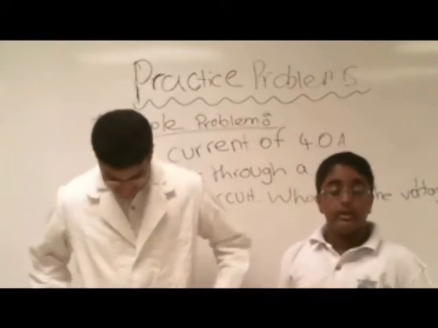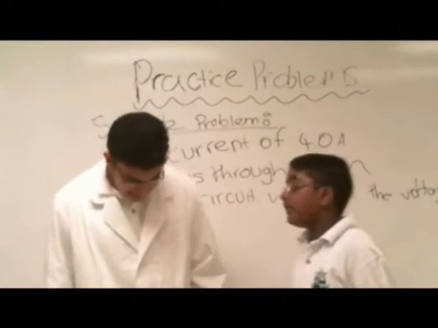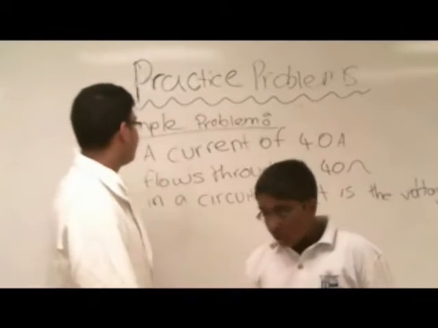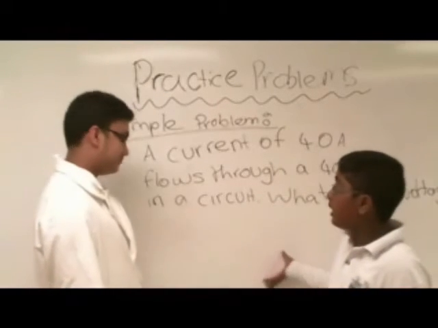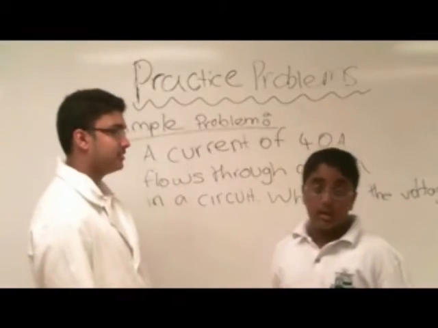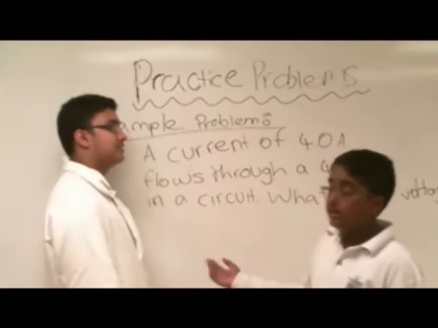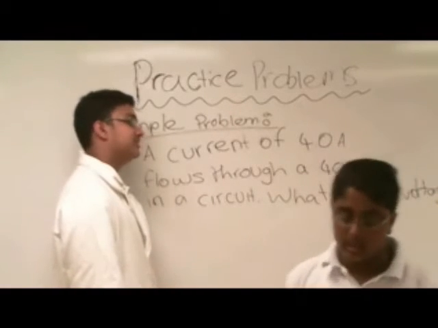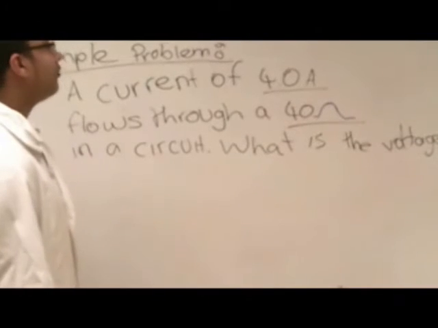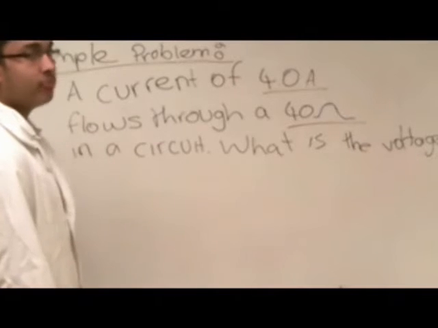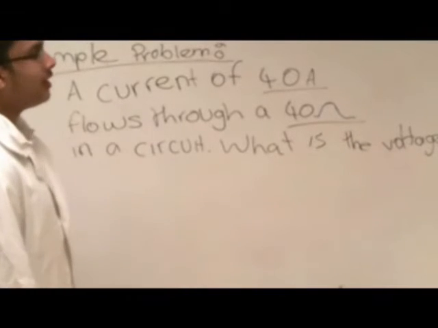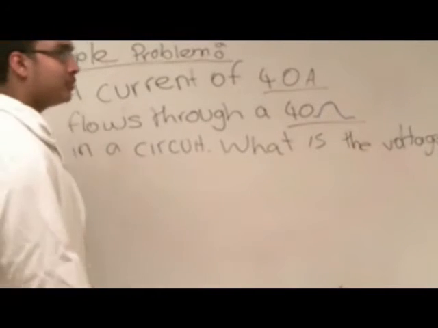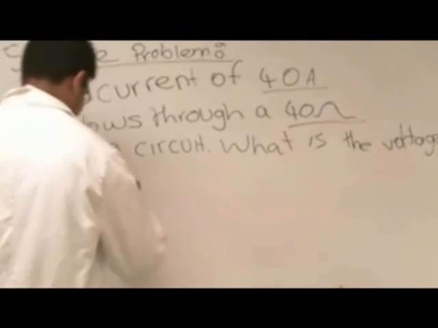And I hope you learned something. We just want to give you some sample questions to show you how to do it. Mr. O will help you solve the first question, and I'll help you with the second question. A current of 4.0 A flows through a 40 ohm resistor in a circuit. What is the voltage? To help me with this problem, I will draw the Ohm's triangle.